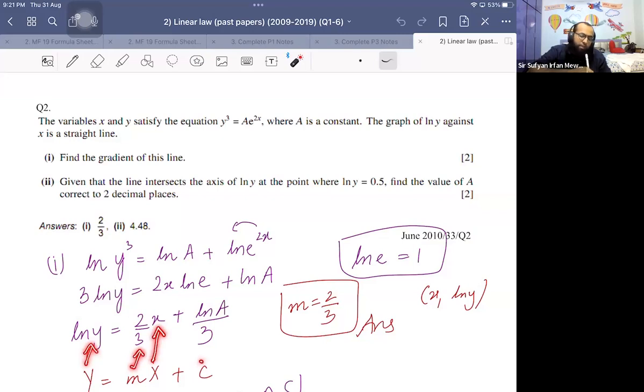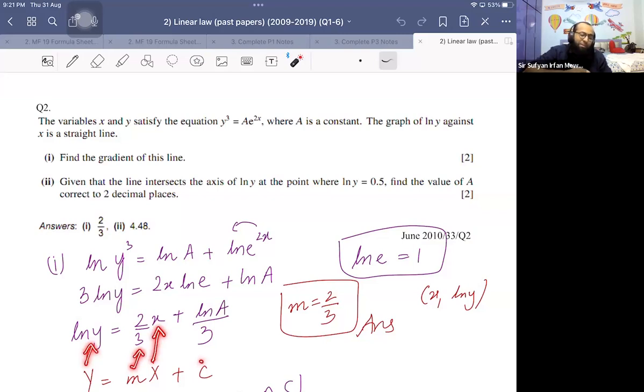तो gradient हमारा 2 upon 3, ये part 1 का आंसर हो गया. Part 2 में क्या कह रहा है? Part 1 completed till here, right? The gradient is 2 over 3. Part 2 says, find, given that the line intersects the axis of ln y.